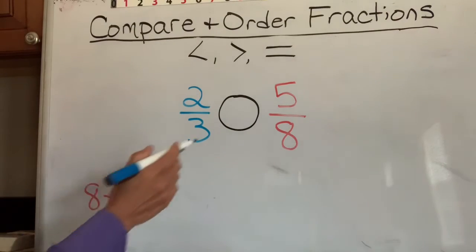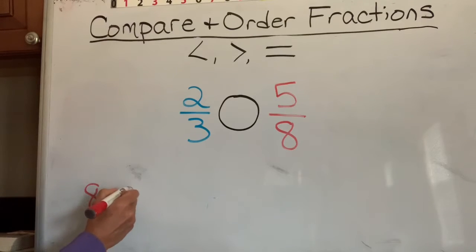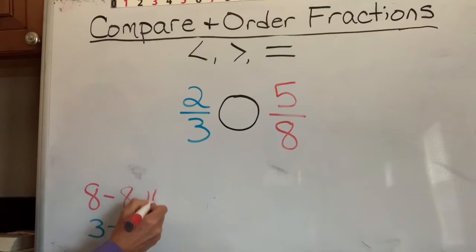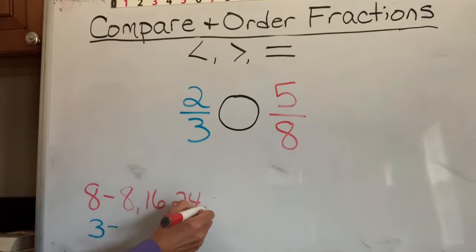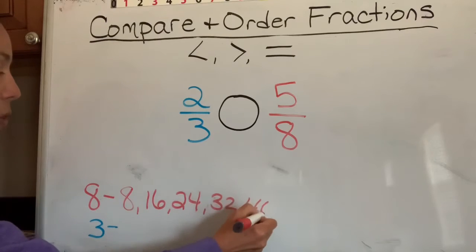We're going to start off with our bigger number, which is 8. And let's list the first 5 multiples of 8. So here we go. 8 times 1 is 8. 8 times 2 is 16. 8 times 3 is 24, 8 times 4 is 32, 8 times 5 is 40.